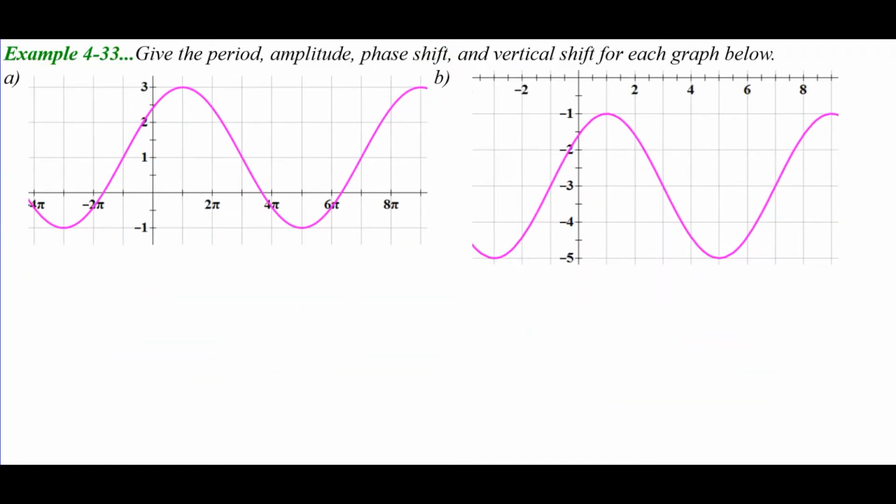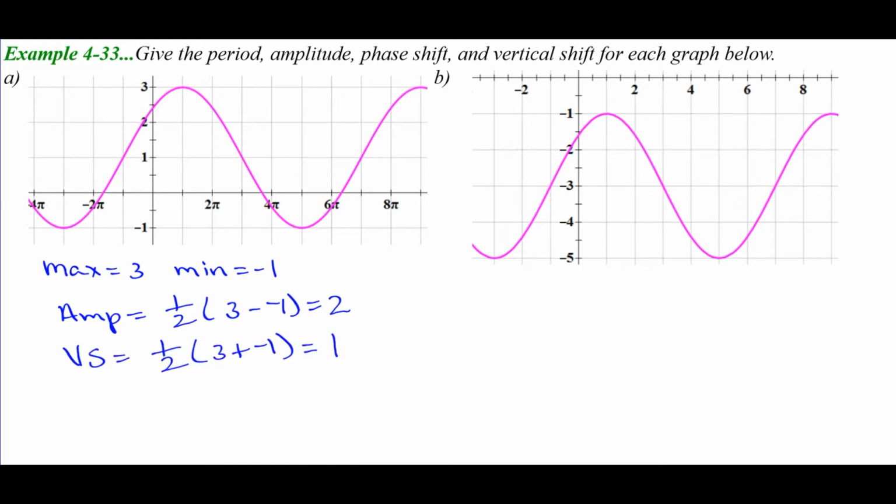So if we combine all that together, we want to find period, amplitude, phase shift, and vertical shift for each graph here. The first thing I would do is always identify my max and my min. So my max is 3 here and my min is -1. From that, remember, you can get amplitude and your vertical shift. To find your period, remember, you're going to trace one cycle of the sine curve. So in this case, my period is going to be 8 pi. And then I'm going to find my phase shift in terms of both sine and cosine.